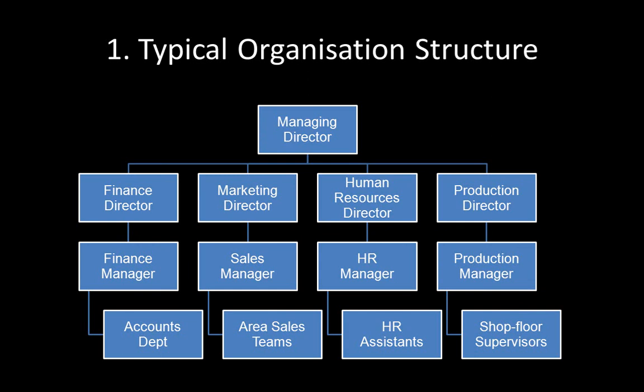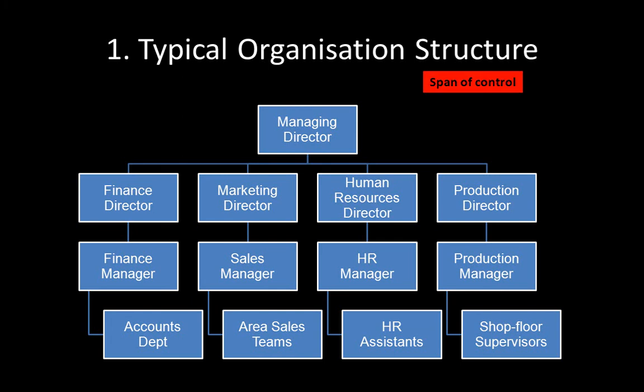So first of all, a typical organisational structure looks like this. We have people within the organisation organised in a hierarchy or organisation chart. The people with the most authority and responsibility are at the top, and as we move down the layers or levels in the hierarchy, there is diminishing responsibility and authority. We also see in this example that people are organised by department or function. So we've got the finance team, then the marketing, then the human resources department, then the production department. And that's a typical organisational structure.